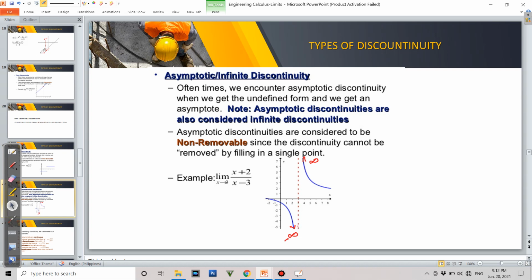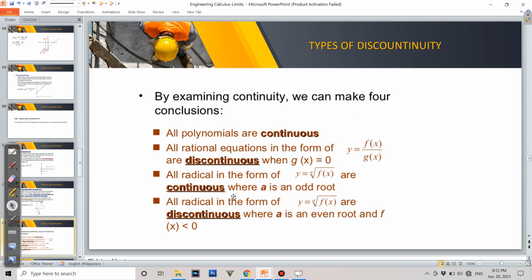And that is non-removable. Secondly, there is no way we can factor out any terms so that we can cancel the denominator. That is why this is an infinite discontinuity, which is classified as non-removable discontinuity. Okay, so by examining this continuity, we make 4 conclusions.